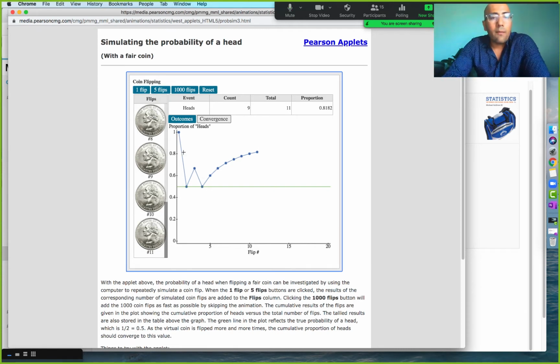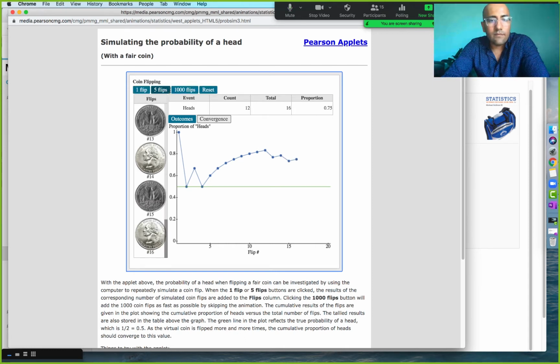Okay, but so, short-term unpredictability. Right, the next coin, I don't know what's going to happen. It could be a heads, it could be a tails. But let's flip 5 coins at a time. So let's just hit that, and it's going to automatically do 5 coins and keep track of what's happening.